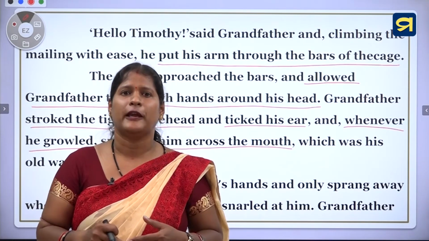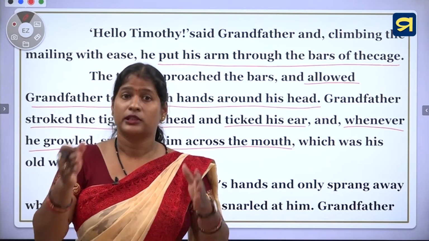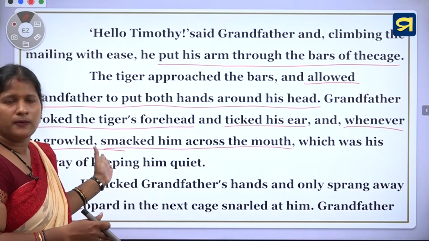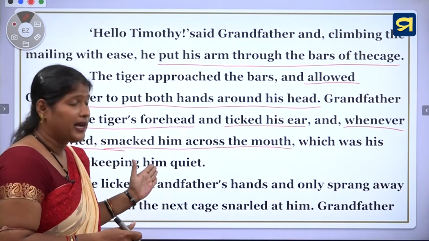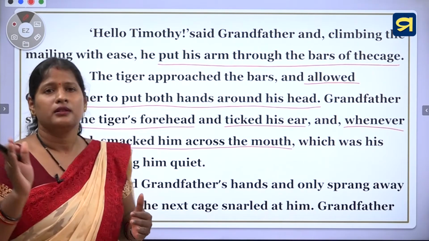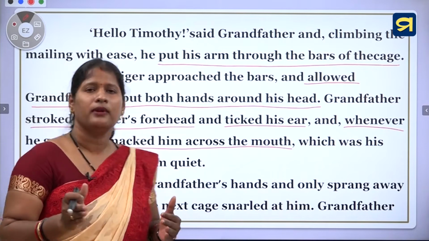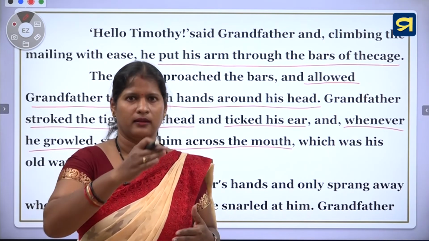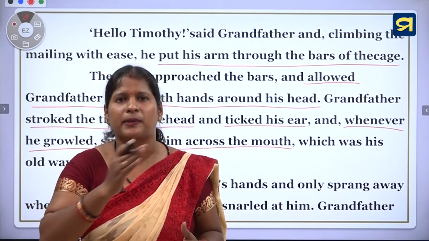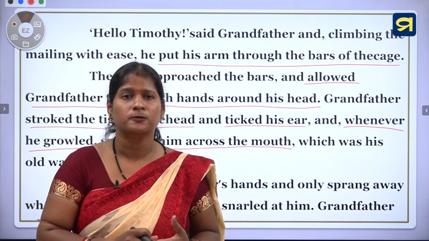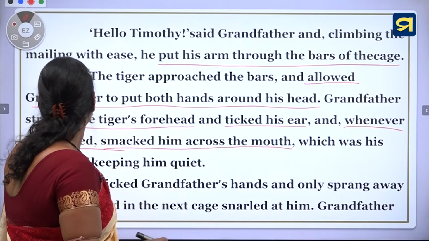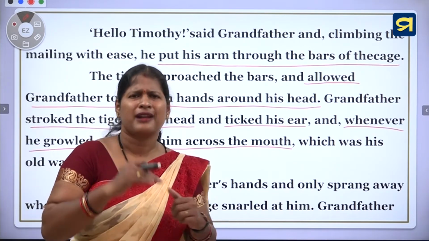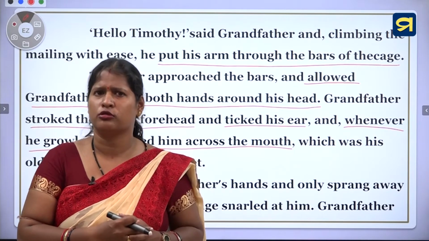Just in the same way, Timothy the tiger sometimes growled. At that time, grandfather smacked him across his mouth, which was his old way of keeping him quiet. How was grandfather able to do so?